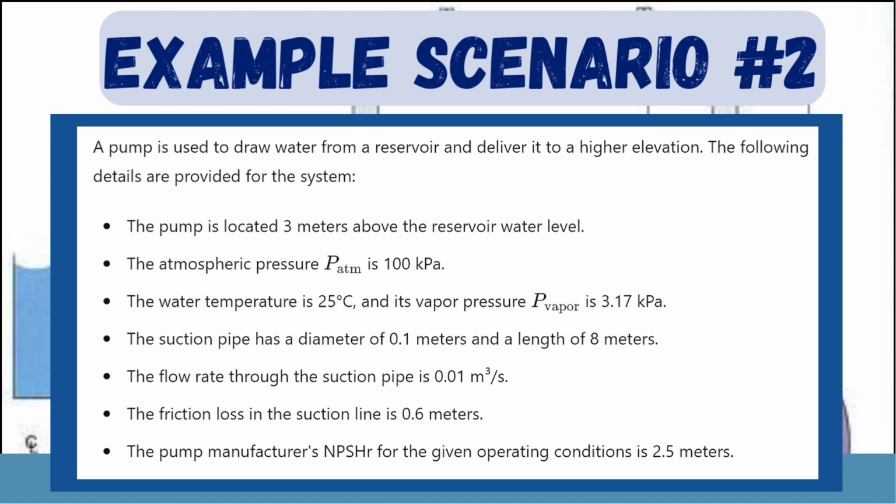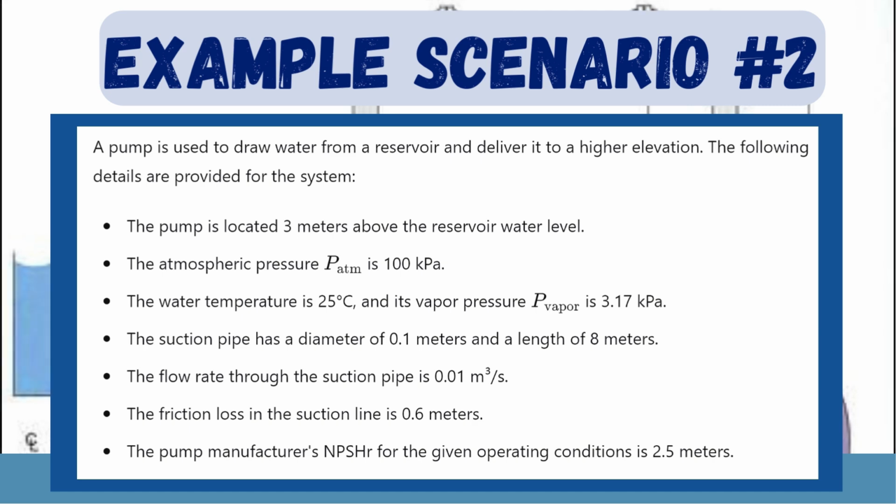Then guys, it is also given that the flow rate of the liquid which is flowing in the suction pipe is 0.01 meter cube per second. Along with it, it is also given guys that the friction loss in the suction line is 0.6 meter. Okay, and it is given that the pump manufacturer's NPSH required for the given operating condition is 2.5 meters. Okay, now after reviewing all this given data, we are moving towards the step-by-step calculation of NPSH available.